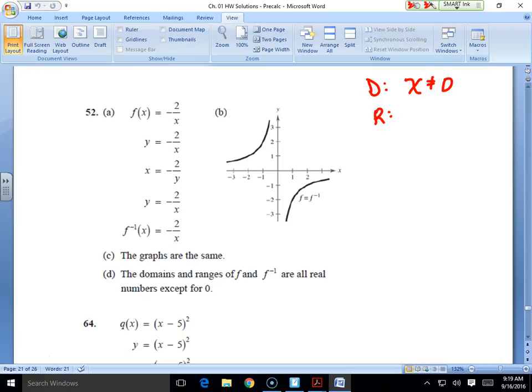Range: how high does it go? Infinity. How low does it go? Negative infinity. But what does it not hit? And that's another reason why, if you switch it, it's the same. It just can't equal 0. Is 64 your last even? Are we close?